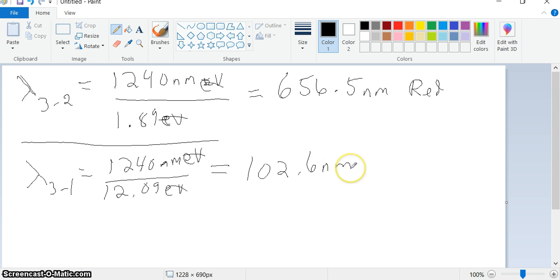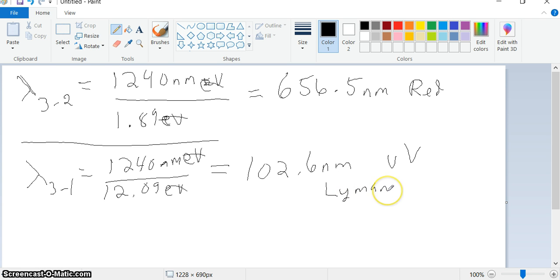nanometers. Recall, of course, visible light is from 400 nanometers to 700 nanometers, right? 400 is the bluest light, and this is less than that. So this is definitely not in the visible part of the spectrum. In fact, this is in the ultraviolet range. So we know that this is an ultraviolet photon, and if you look this up, it turns out that this is part of the Lyman series.